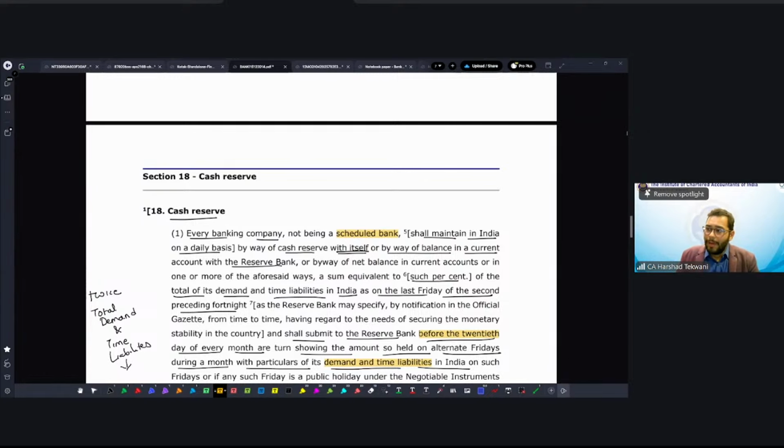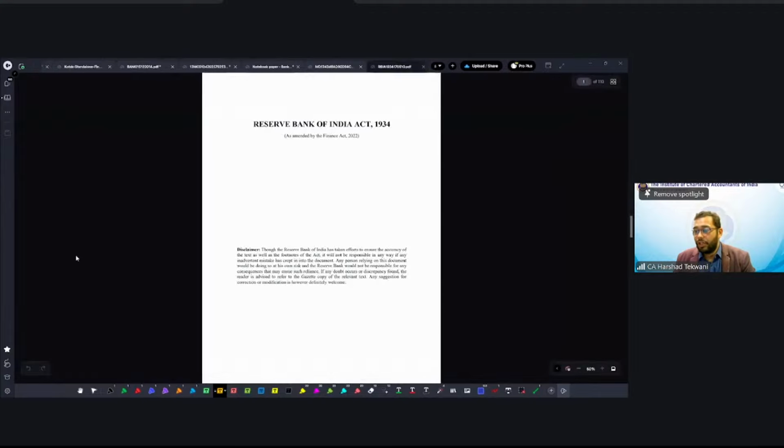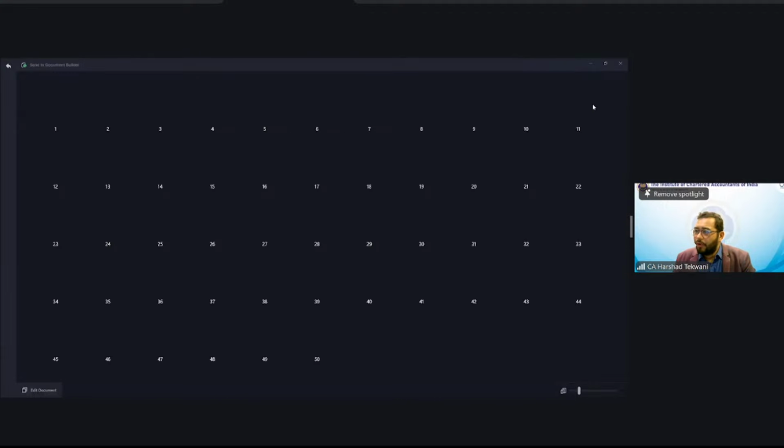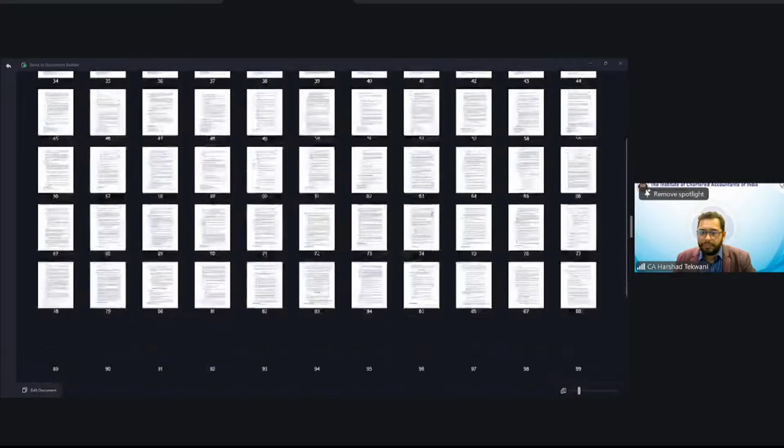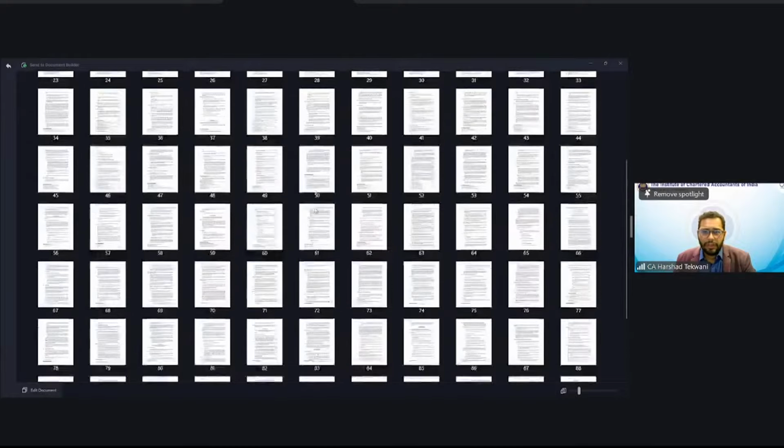So except for scheduled banks, everyone is required to maintain. Is there any exemption to the scheduled banks? Yes, no? No, there is no exemption to the scheduled banks. Now we will see the RBI Act Section 42. Okay. So let's go to Section 42. I think it's on page 50. Yeah.